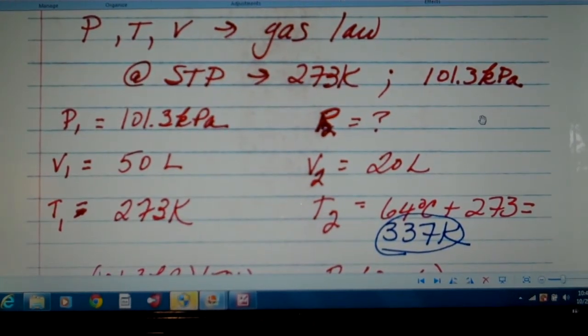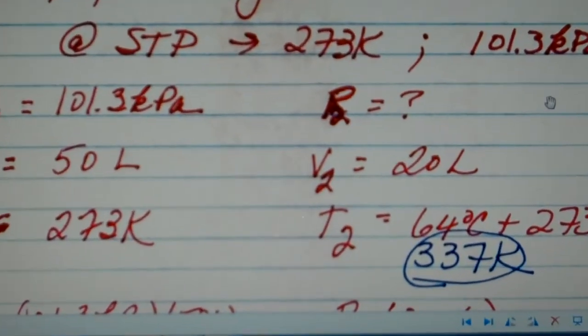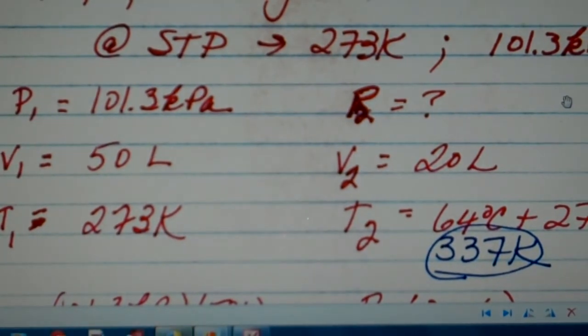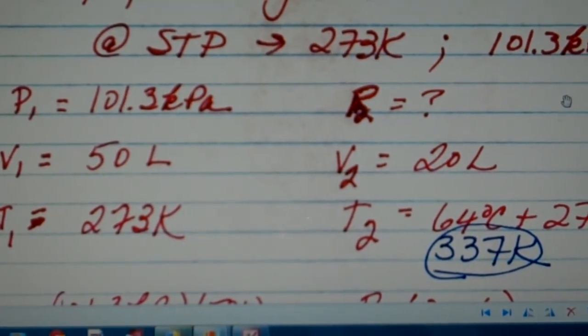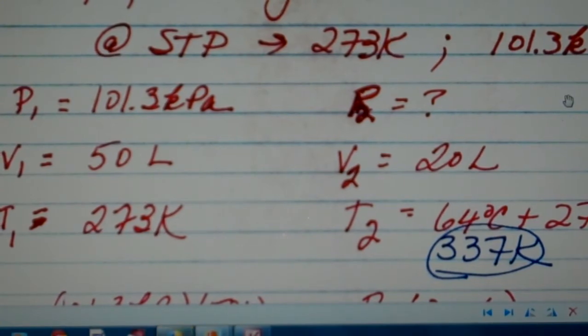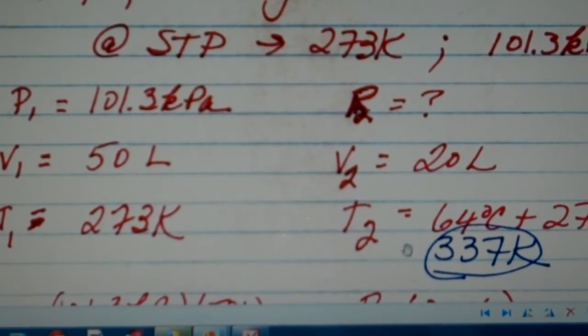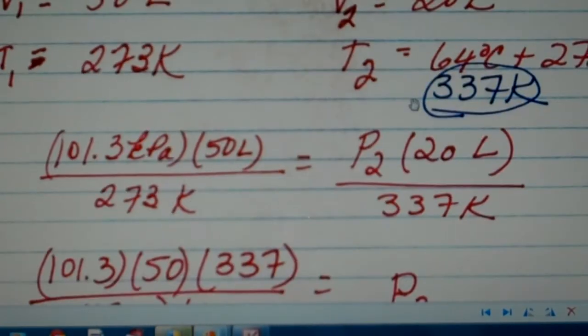You have 101.3 kPa, and you have your volume at 50. Temperature is 273 Kelvin. You're looking for P2. Your V2 is 20 liters, and T2 is 337 Kelvin. You're going to take all those values and put them into the equation where they belong. And you see that P2 is what we're going to be solving for.